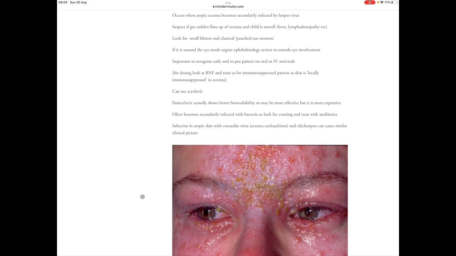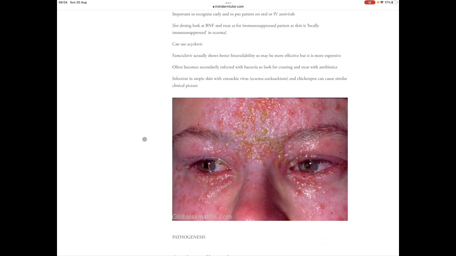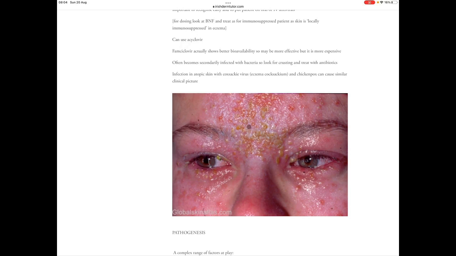It's important to recognize this early and put the patient on antivirals, depending on the severity. If it's quite mild, you might give oral antivirals. If it's quite severe, they might need IV. When you're looking up the dosing of the antivirals on the BNF, for instance, you want to use the immunosuppressed dose. As I mentioned before, the skin is locally immunosuppressed in eczema. So acyclovir can often be used, and famciclovir probably shows better bioavailability, so maybe slightly more effective, but it's also more expensive. And as in this image, they often get secondarily infected with bacteria, so you look for any crusting and you treat with antibiotics.